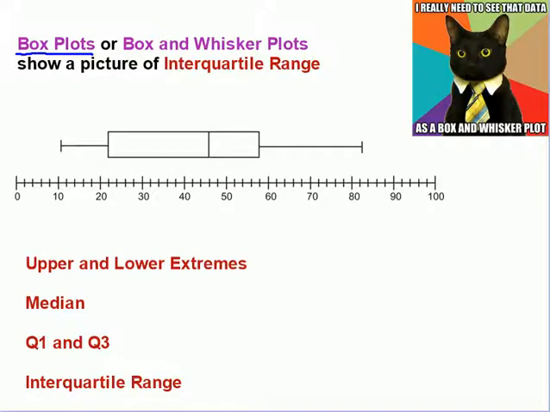We're starting with this because we just finished talking about the interquartile range. And box and whisker plots were designed to show us the interquartile range in a way that we could see it. Here's our little cat off to the side, looking all devious. I really need to see that data as a box and whisker plot. Yes, because cats have anyways.